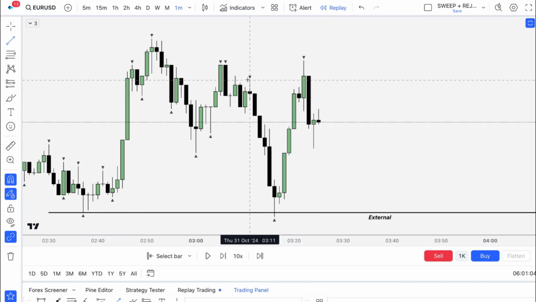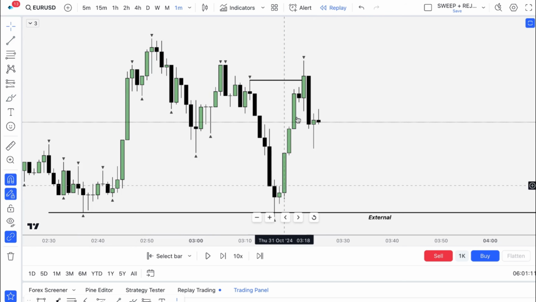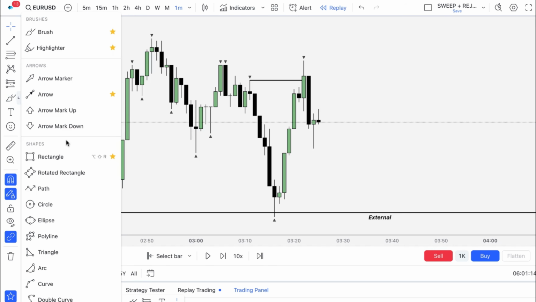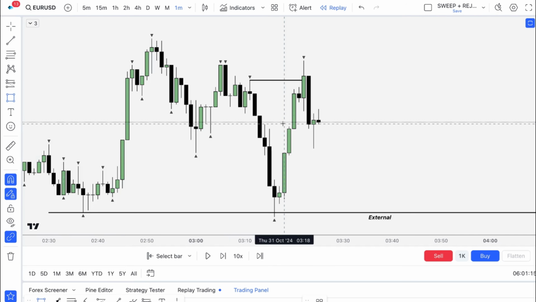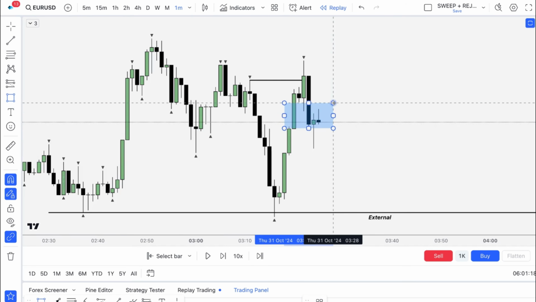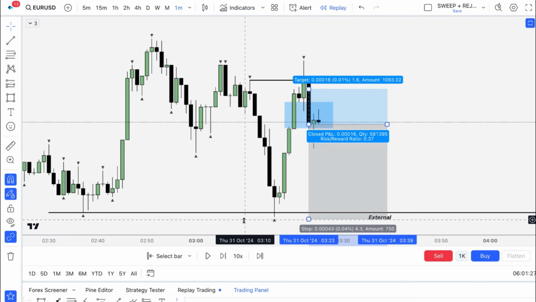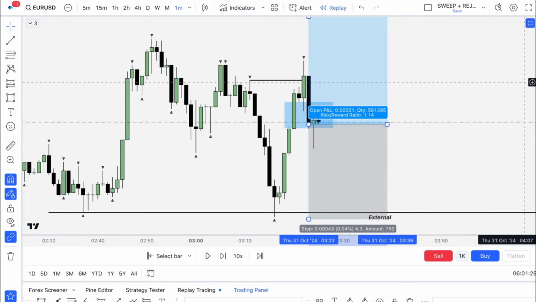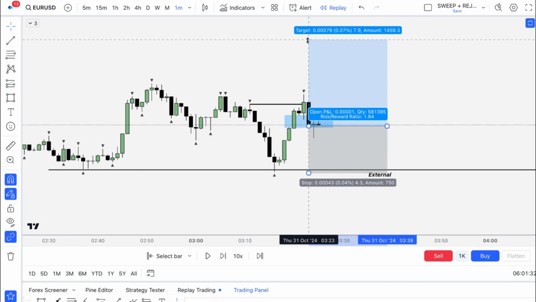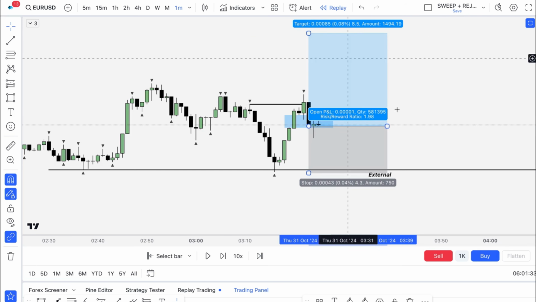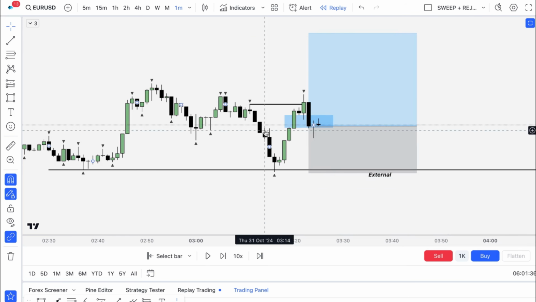Then we get a market structure shift. You can see we break market structure right here, confirming the bullish momentum within the market. We also create a fair value gap right here, so you can look to enter off this fair value gap. Invalidation goes below the liquidity sweep, and then you're simply looking to target a 1 to 2 risk to reward. Please understand that you may get some further continuation to the upside.